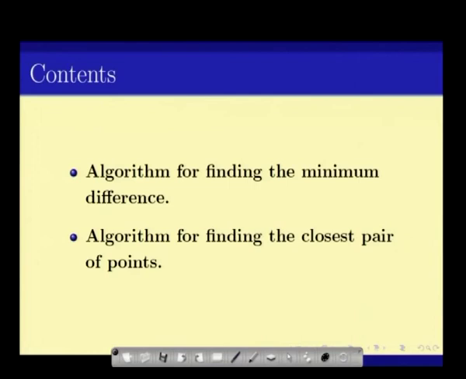Welcome to the UGC lecture series in computer science, and the topic is algorithms. Today we will be looking at divide and conquer algorithms, and in particular we will be trying to solve the closest pair problem using the divide and conquer algorithm.